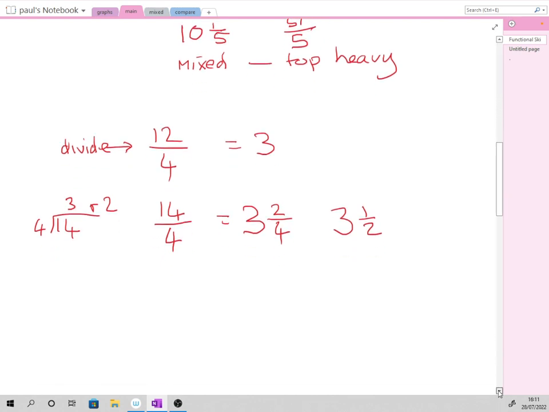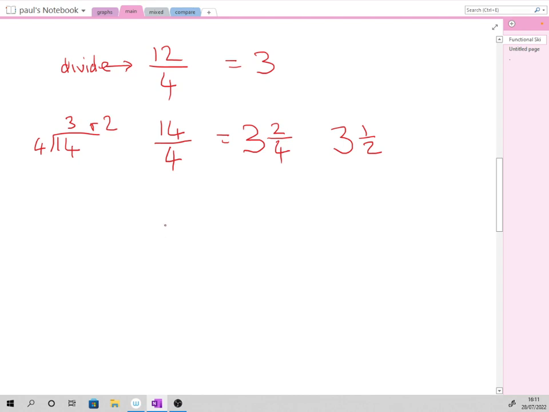So let's do 23 over 3. This is 23 divided by 3, and we need to change this into a mixed number. 3's into 23 goes 7, because 3 7's are 21, and we've got 2 left over, so it's 2/3. That's how to go from a top heavy to a mixed, and from a mixed back to a top heavy. Once we get that sorted, we can use that knowledge later on.